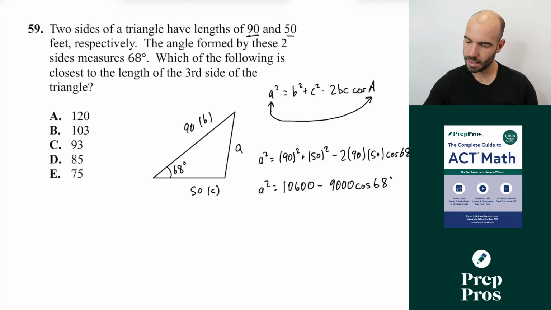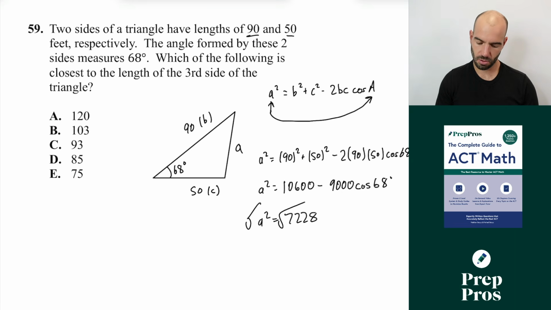So if we multiply that by the cosine of 68, make sure I'm in the right mode. So good, I'm in degree mode. And we do 10,600 minus that value. Let me do that, 10,600 minus 3371.46. We get a squared equals 7,228. We got to take the square root of both sides. So if we take the square root of that, we get a value that is like 85, almost exactly, very close to it. This one says closest to, so our correct answer here is going to be D.